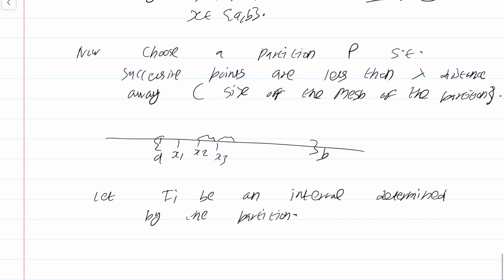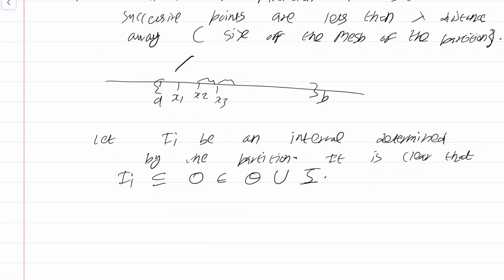Okay, since the net size of this interval is less than lambda, it is clear that this I_i is going to be a subset of an element of the fancy O union fancy I. This is the key. So each one of these intervals determined by the partition is going to be a subset of some element of the open cover O union I.